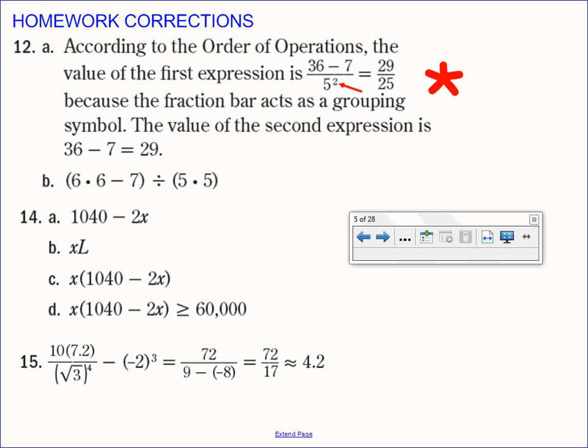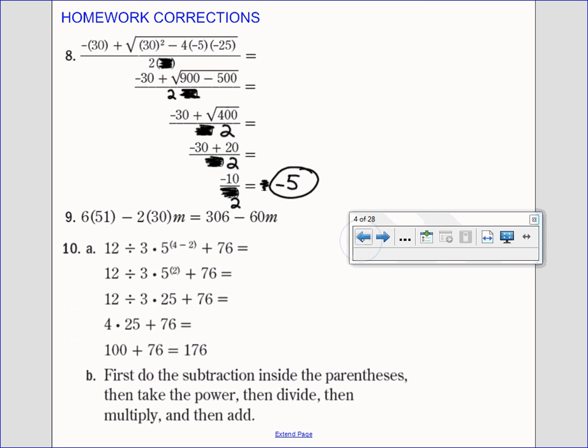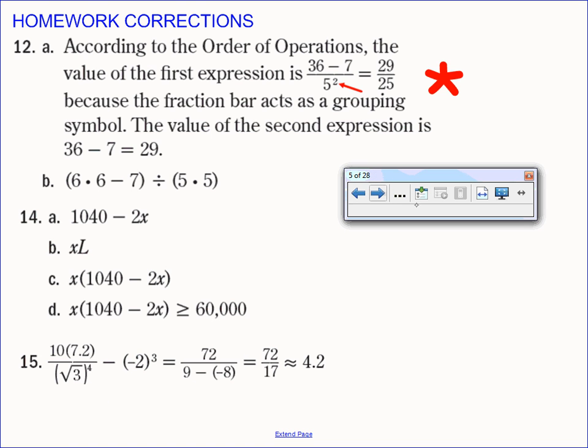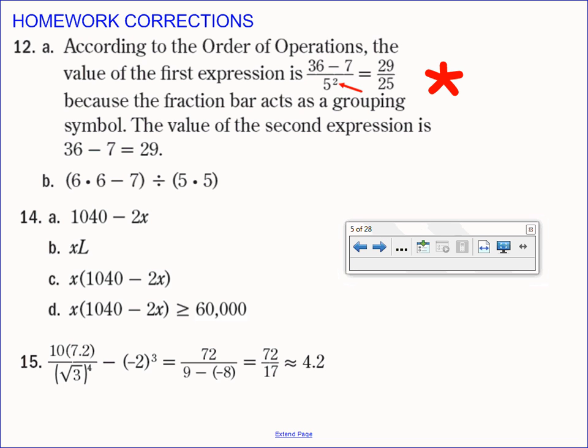Ben? Yes. 176. Subtraction first, then exponent, then division, then multiply, then add. You don't have to do as much, but you have to put them so I can see your thought process.